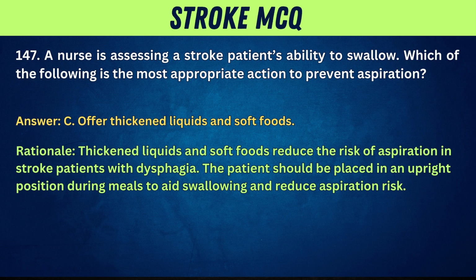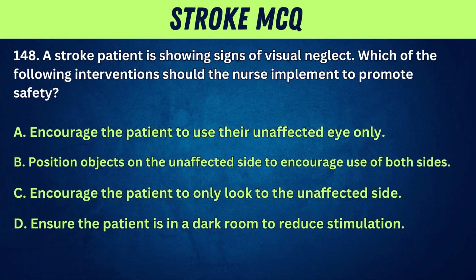Answer: C. Offer thickened liquids and soft foods. Rationale: thickened liquids and soft foods reduce the risk of aspiration in stroke patients with dysphagia. The patient should be placed in an upright position during meals to aid swallowing and reduce aspiration risk.